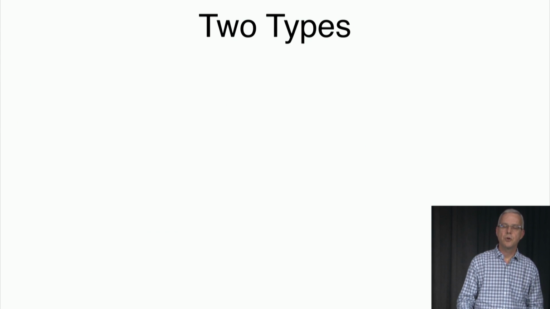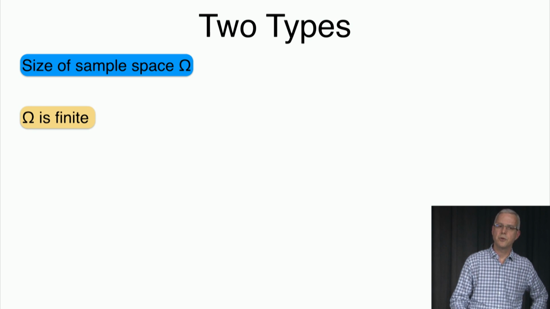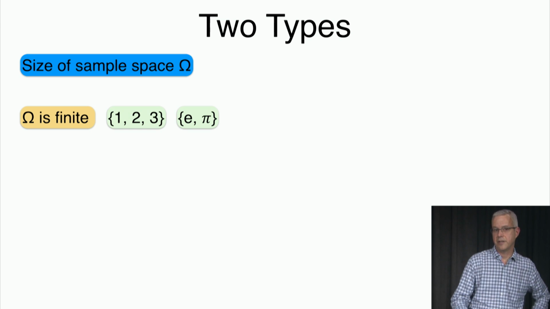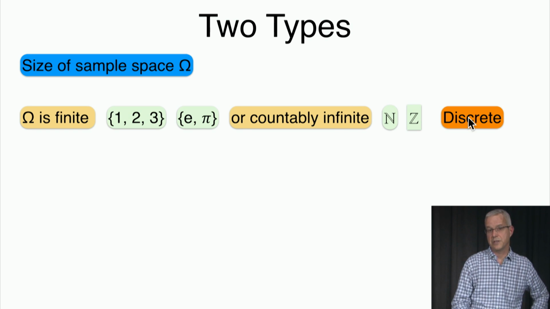All right. So we distinguish between two types of random variables, and they're based on the size of the sample space omega. Okay. So one is when omega is finite, for example, 1 to 3, or e or pi. So here we have 3 values, 2 values, or countably infinite, for example, a distribution over the natural numbers, or a distribution over the integers, over the positive numbers. And all these random variables are called discrete, those that are either finite or countably infinite.